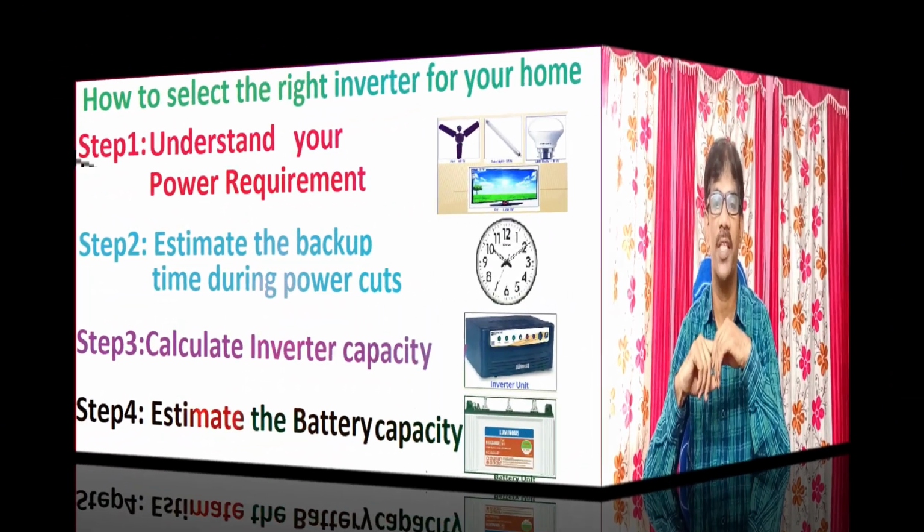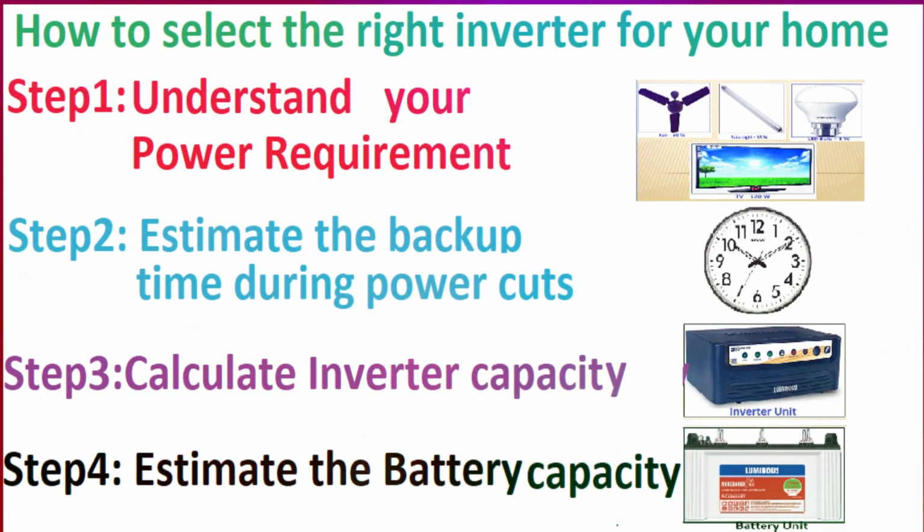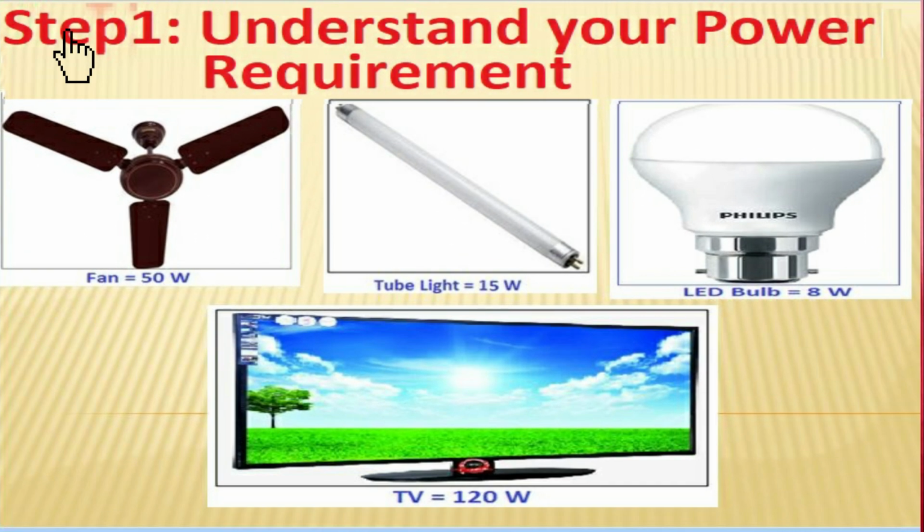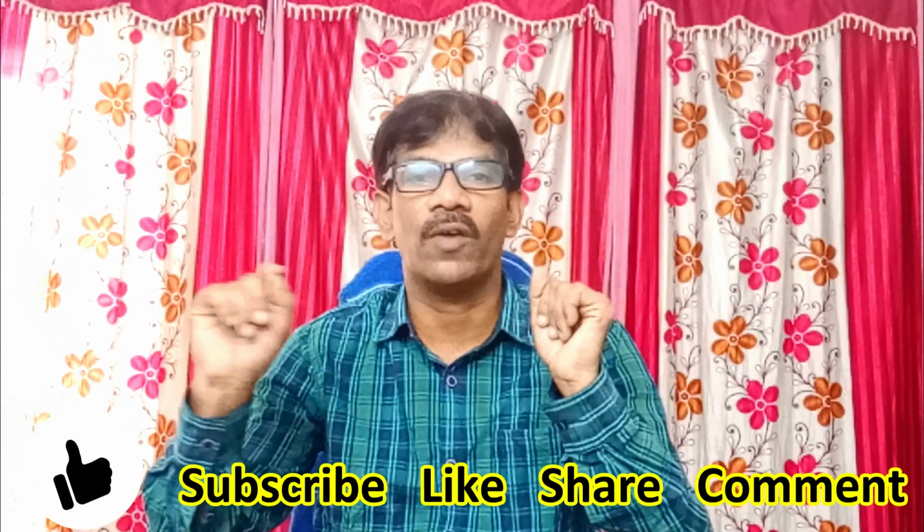Step 1. Understand your power requirement. Step 2. Estimate the backup time during power cuts. Step number 3. Calculate inverter capacity. Step number 4. Estimate the battery capacity. Now I am going to explain these simple 4 steps. Step number 1. First you understand your power requirement. Power requirement means how many electrical home appliances you want to run during power cuts.